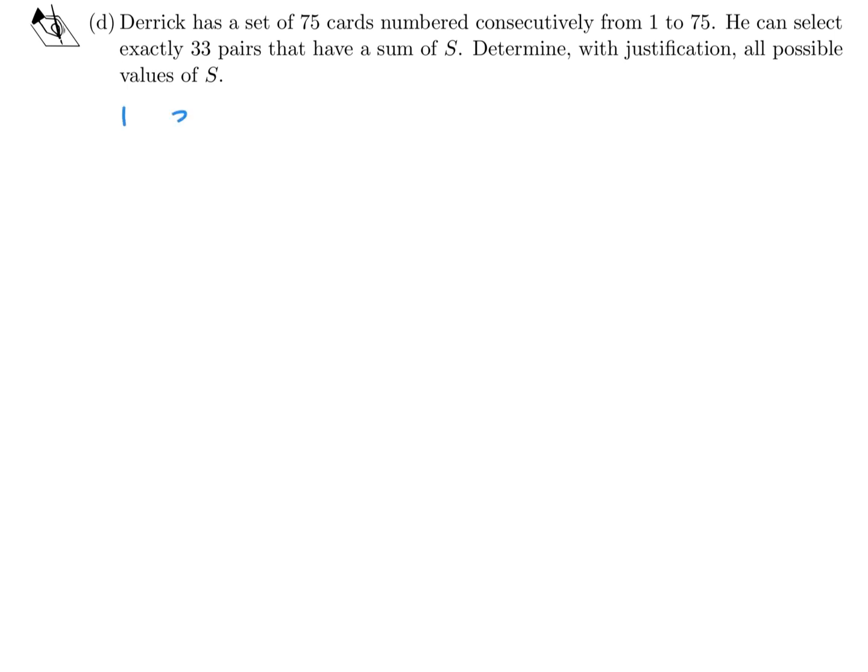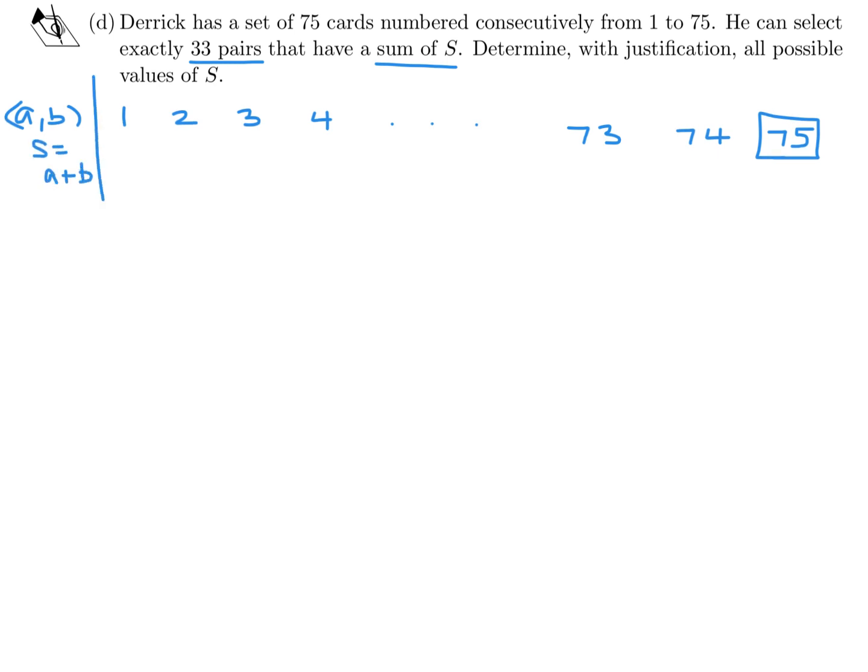So we have 1, 2, 3, 4, all the way to 73, 74, and 75. Very similar to the last question, we have to create pairs, in particular 33 pairs. They're asking for the value of S, where S represents not the number of cards, because that we already know is 75. S represents the sum. If you took a pair of the form (a, b), S represents a plus b. Got it? So how do we approach this?